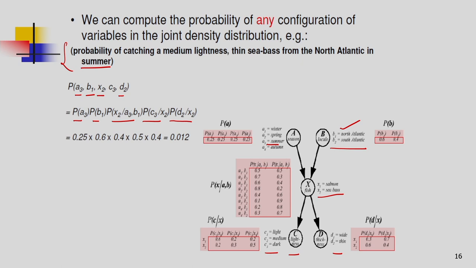And in the table, or in this list, we have all these probabilities. I am just taking them from the table. What is the probability of A3? The probability of A3 is 0.25. What is the probability of B1? The probability of B1 is 0.6. After multiplication, I am getting the probability 0.012. So corresponding to this problem, my answer is 0.012, the probability of catching a medium lightness thin sea bass from the North Atlantic in summer. This is a very simple concept, the concept of Bayesian belief network.